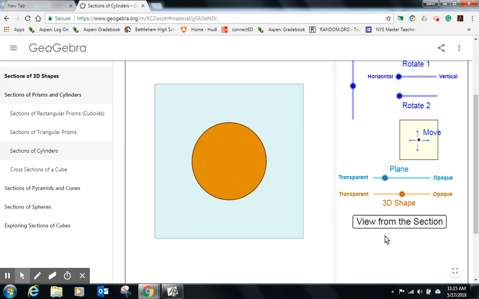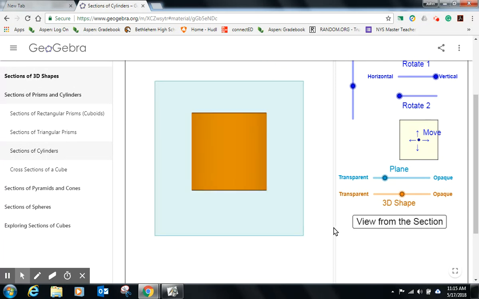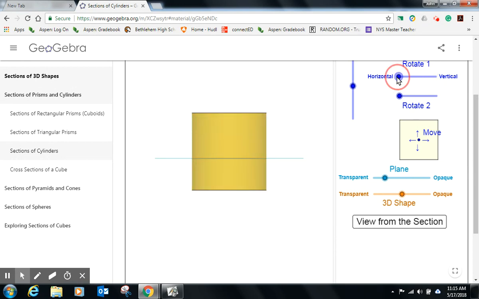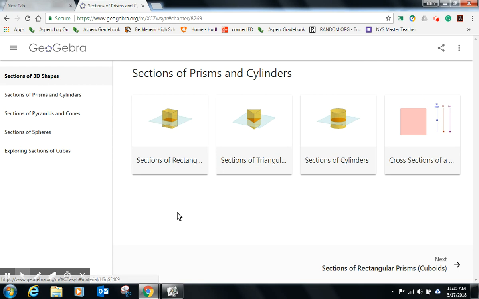Now let's say we want to do a vertical one. Everyone see where it says horizontal, vertical up here? You can slide it over to vertical and view the cross section and it'll show you it's a rectangle, just like we predicted. Okay? All right, what else should we try here? Go back to prisms and cylinders.